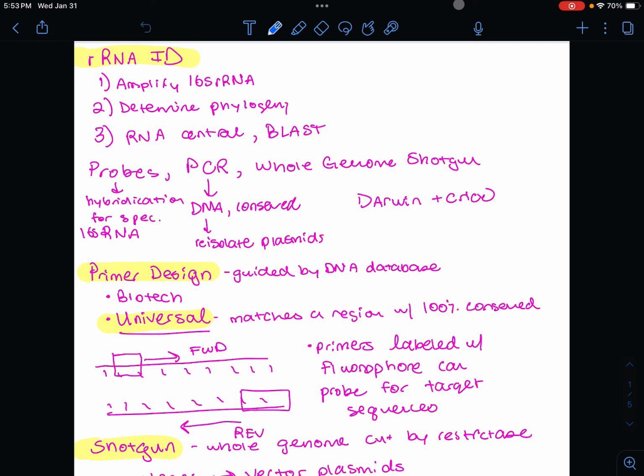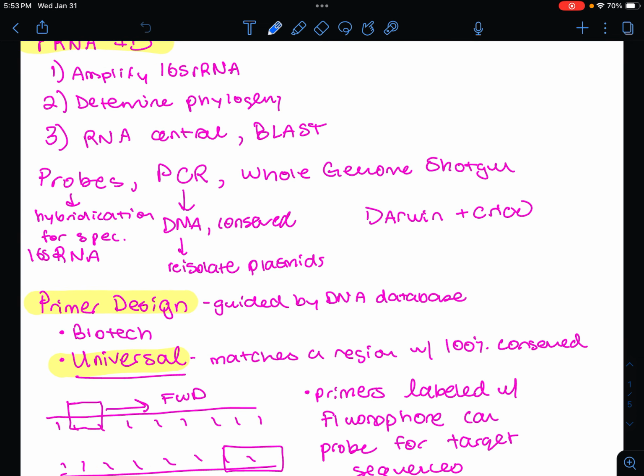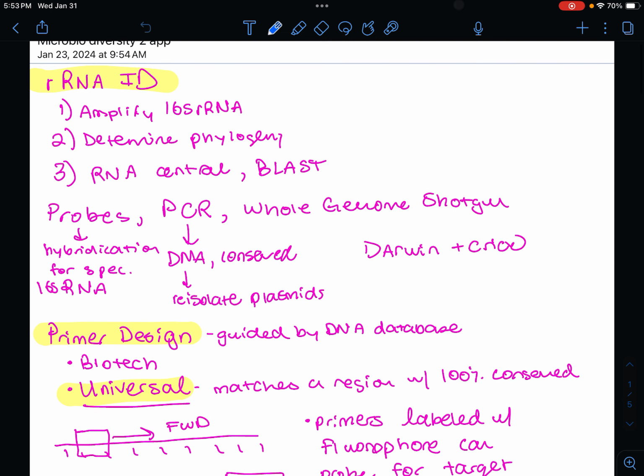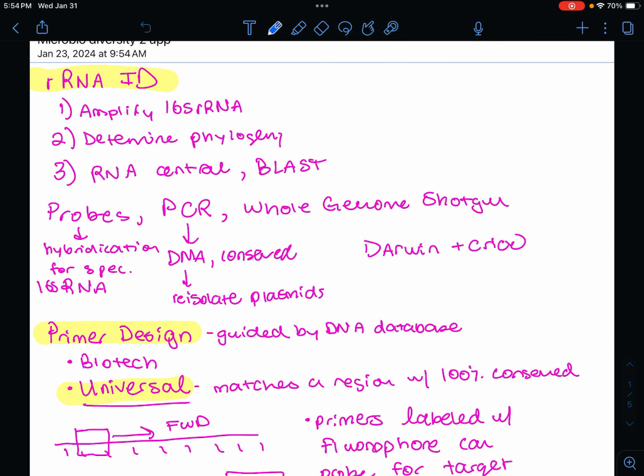Alright, so when we're talking about finding the microbes in natural environments, we would need ways to identify them. So this is kind of a review where we could use rRNA identification. First you're going to amplify the 16S rRNA using PCR, and again you're probably going to be looking for an unknown organism. Then you're going to determine the phylogenetic relationship to the 16S rDNA sequences of the known genera of prokaryotes. You're going to be using databases such as BLAST. That's kind of the common one.